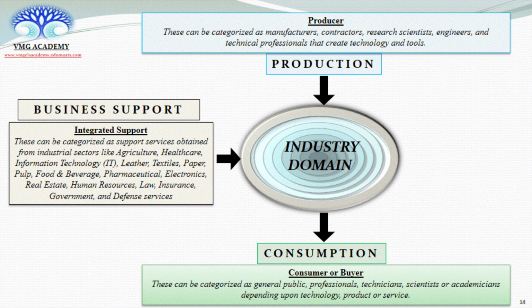For example, let us consider our industrial domain as the healthcare industry. The producer is the doctor and other medical staff. The consumer is the patient, which refers to the general public. So, business support is the support received from other industries like agriculture, leather, textiles, paper, pharmaceutical, insurance, defense, and real estate industries that are useful for the healthcare industry to carry out its operations.